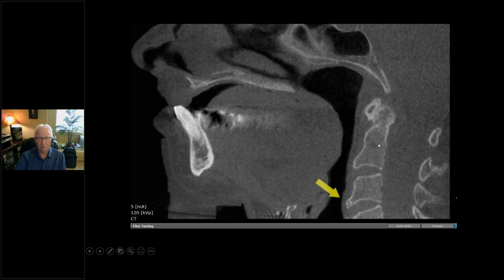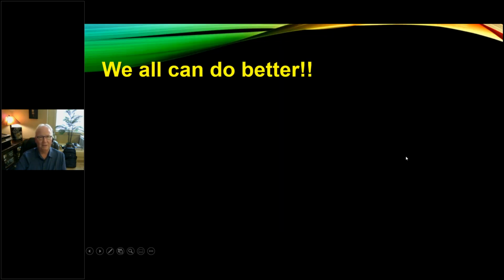This is vertebral body C2. This is C3 with osteophyte formation here as well. They don't have much of a severely atrophic maxilla to build those implants on. So we can all do better, okay?